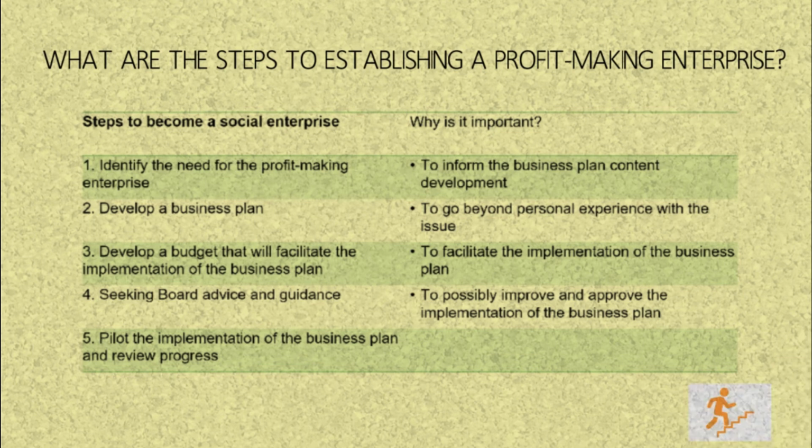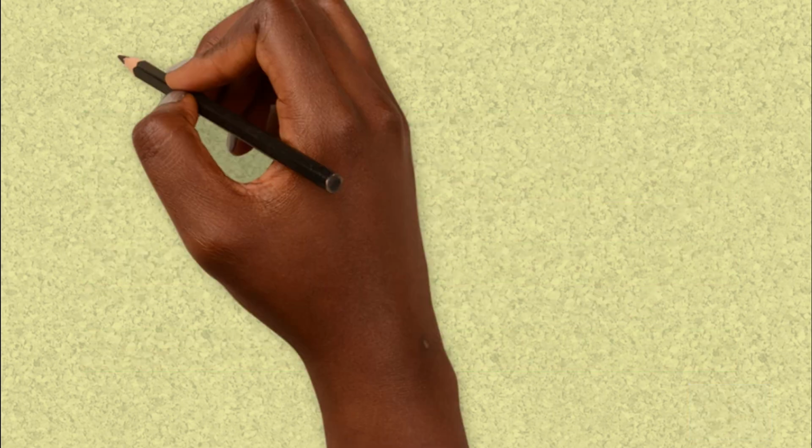Fourth, you need to seek board advice and guidance. Fifth, you need to pilot the implementation of the business plan and review progress. And it is important to know that at this stage, you may decide to continue, you may decide to change it, you may decide to halt. It all depends on the lessons you've learned from the process, but most importantly, consult with the board of your organization and have board approval before you proceed.